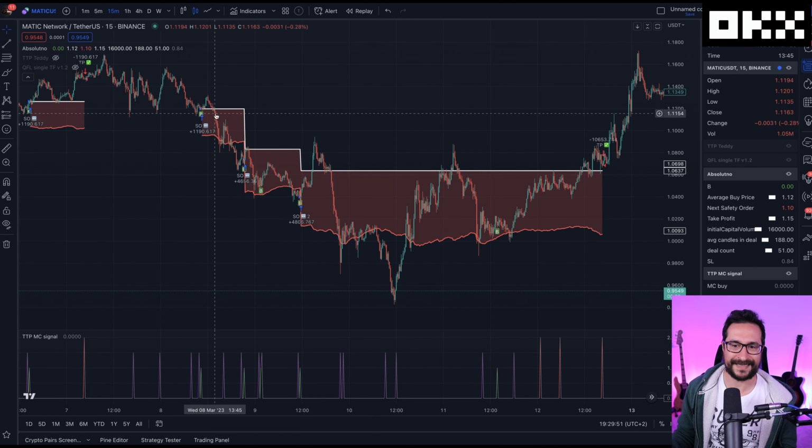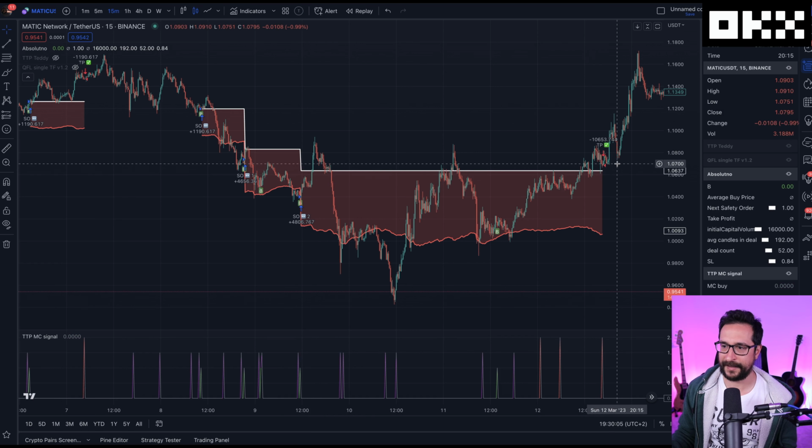Here we are looking at a longer lasting deal where we have one signal there, and then there was another placement of a safety order. It waited until there was another signal right there. The average was pretty much that, and it closed as soon as there was a signal to exit.